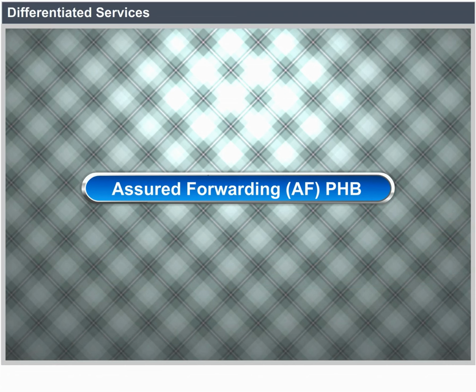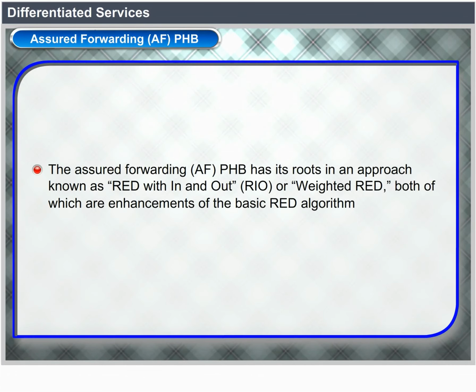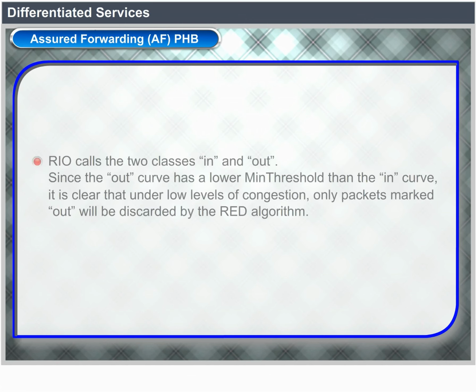Assured Forwarding, AF PHB. The Assured Forwarding AF PHB has its roots in an approach known as RED with In and Out, RIO, or weighted RED, both of which are enhancements to the basic RED algorithm.